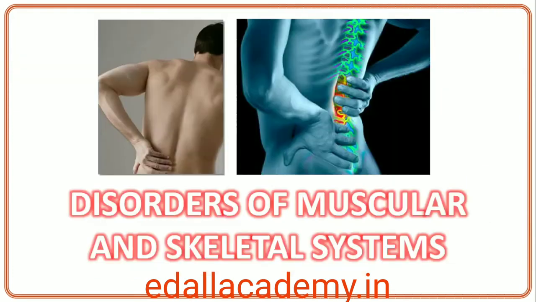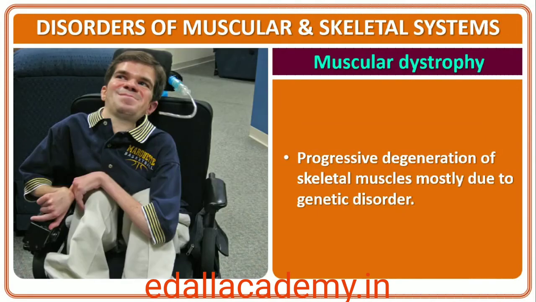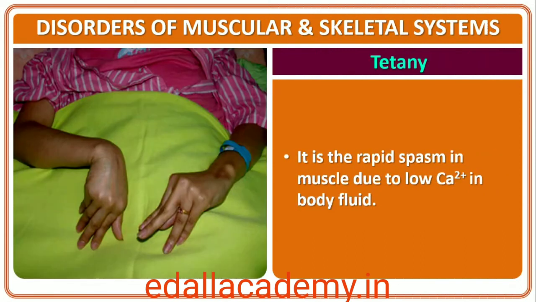20.5 Disorders of muscular and skeletal system. Myasthenia gravis: autoimmune disorder affecting neuromuscular junction leading to fatigue, weakening and paralysis of skeletal muscle. Muscular dystrophy: progressive degeneration of skeletal muscle mostly due to genetic disorder. Tetany: rapid spasms (wild contractions) in muscle due to low Ca++ in body fluid.